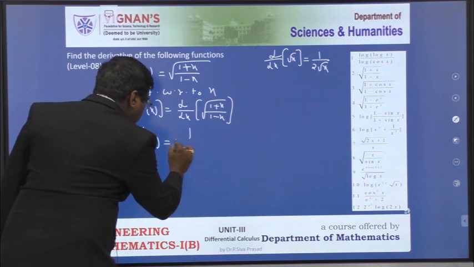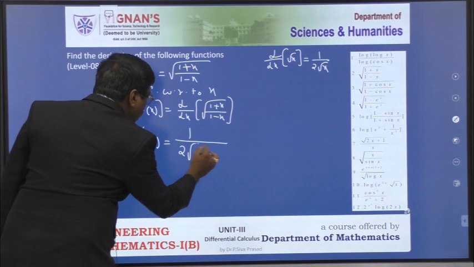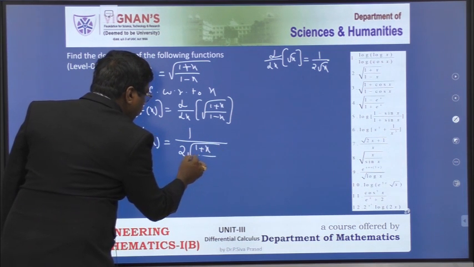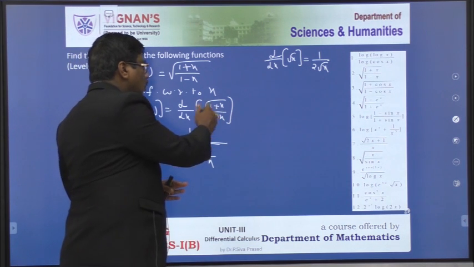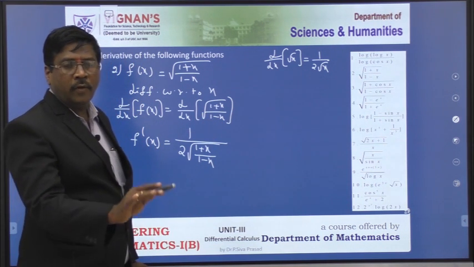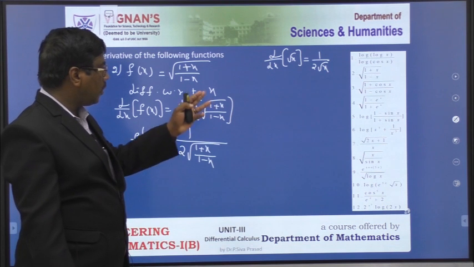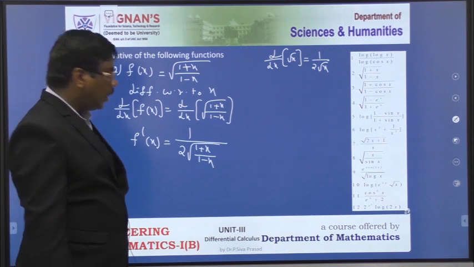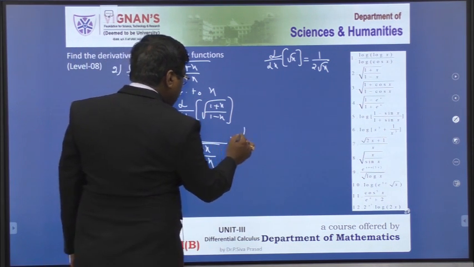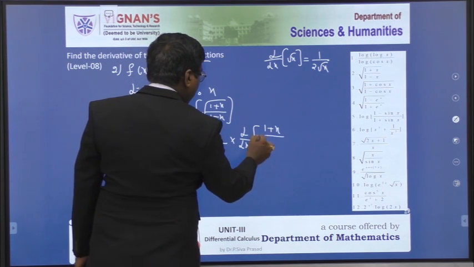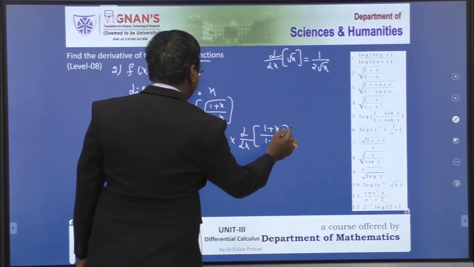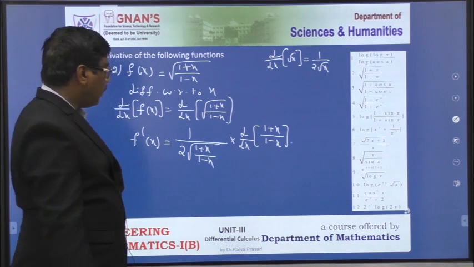Therefore, I have to write this as 1 by 2 root of (1 plus x) by (1 minus x), because I assume this total term to be x. Then that is in the form of root x, and the derivative of root x is 1 by 2 root x, into the internal derivative, d by dx of (1 plus x) by (1 minus x).